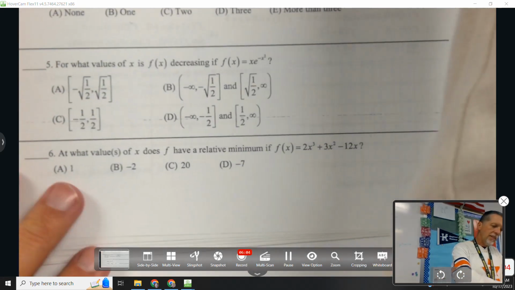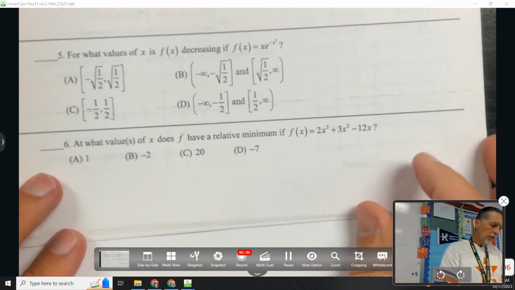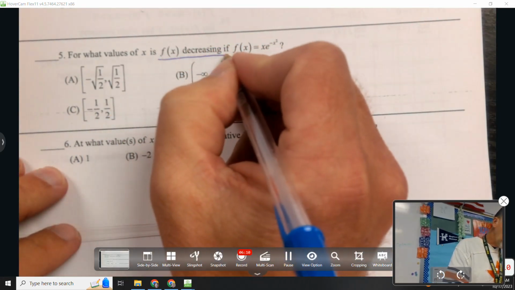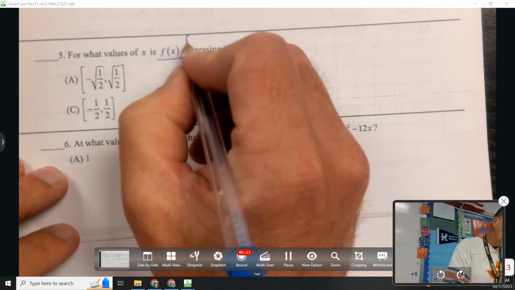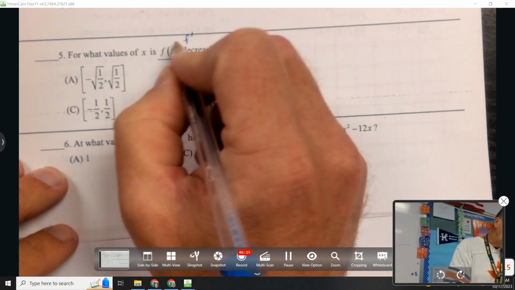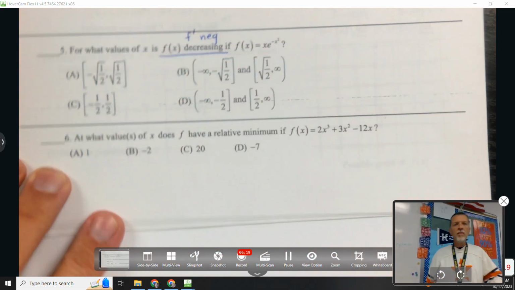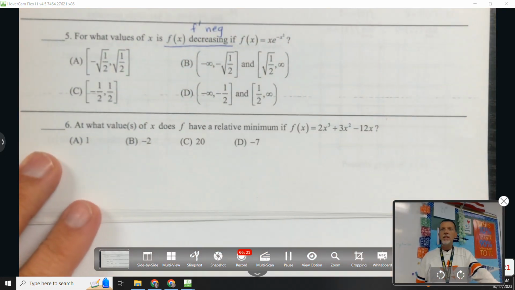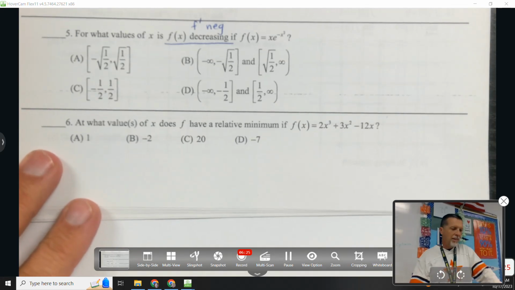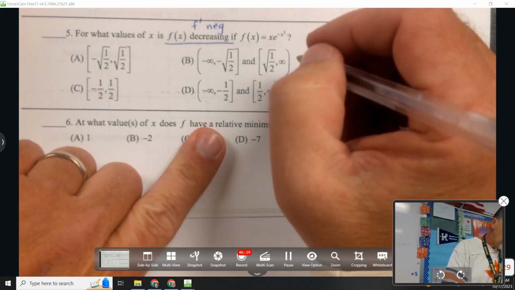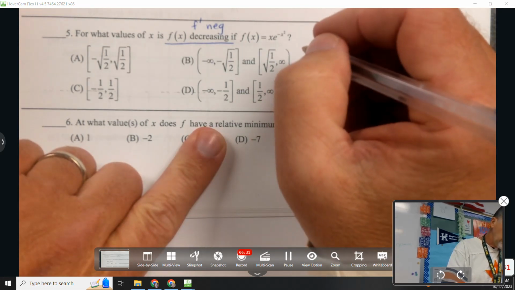Number 5. For what values of x is f decreasing? Okay, so f decreasing, again, my brain should be thinking f decreasing means f prime is negative. So I need to take a derivative, figure out where it's 0, set up the number line, test the intervals, see what happens. Decreasing.